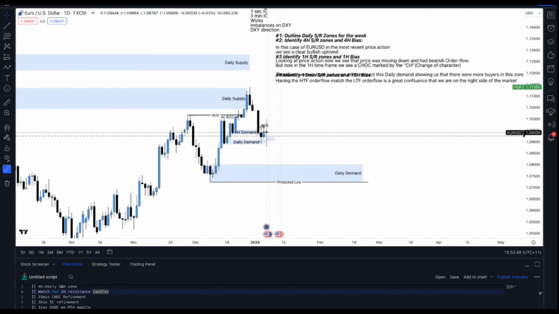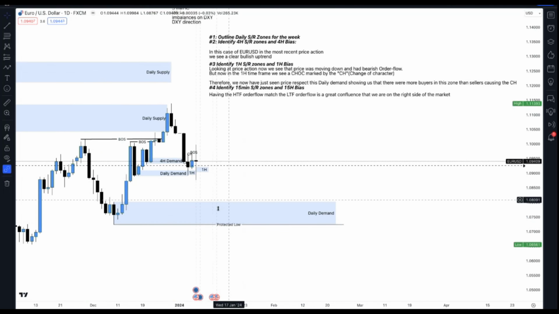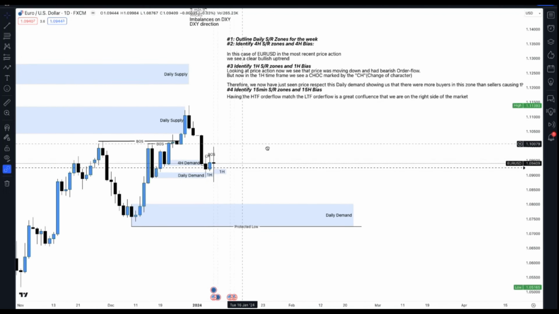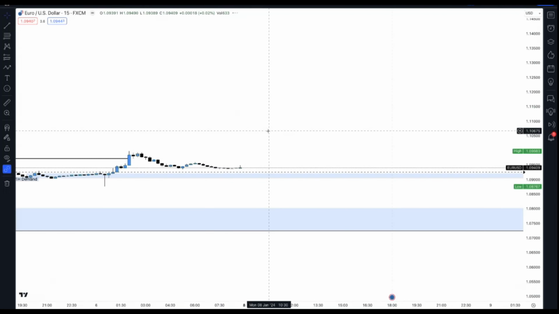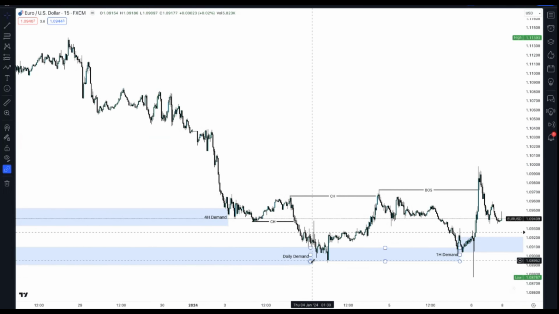Next one, that's good, but what if price just wicks down and comes back up? You're kind of screwed. Next is going to be our 15-minute change of character. So what I want to see is, given it comes into one of these zones, even a 4-hour demand zone is good, but what I want to see is a change in order flow. That just means there's a lot of buyers in the area. In this daily demand, we see this big reaction upwards and completely break structure.